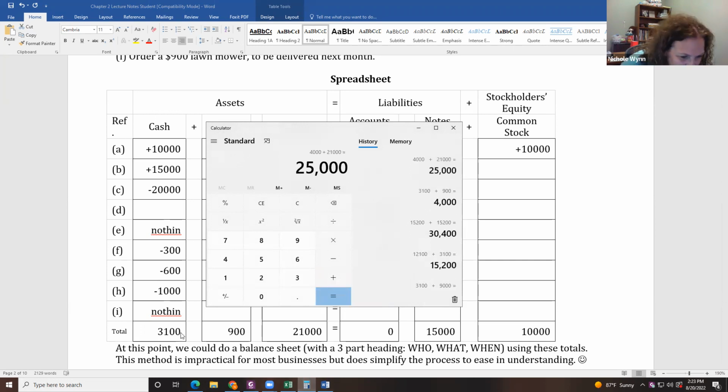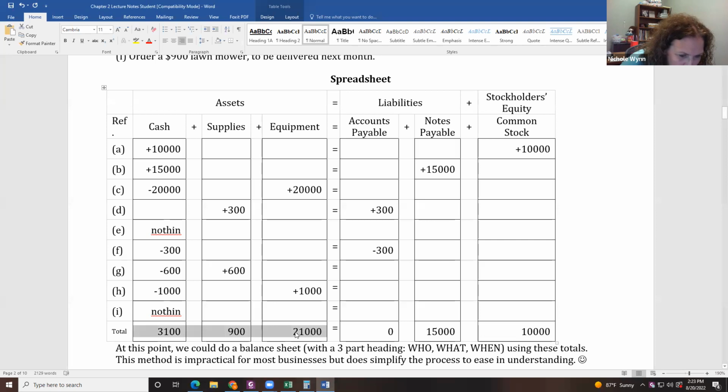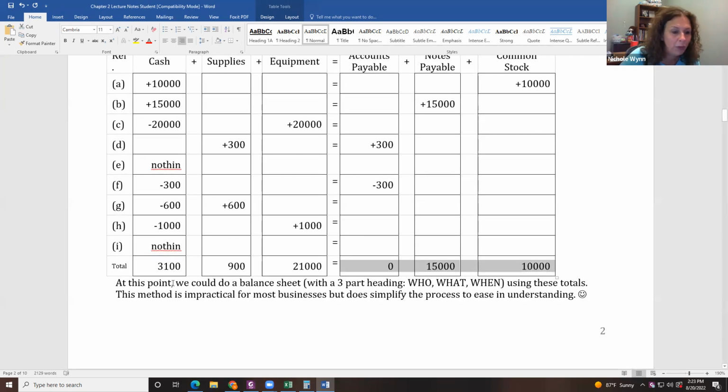So we have assets of 25,000. If we add these 3 numbers, it's 25,000. And if we add these 3 numbers, it is also 25,000. So we are in balance. So we would do a header, a who, what, when, and would use these totals to go ahead and record that our balance sheet is in balance.